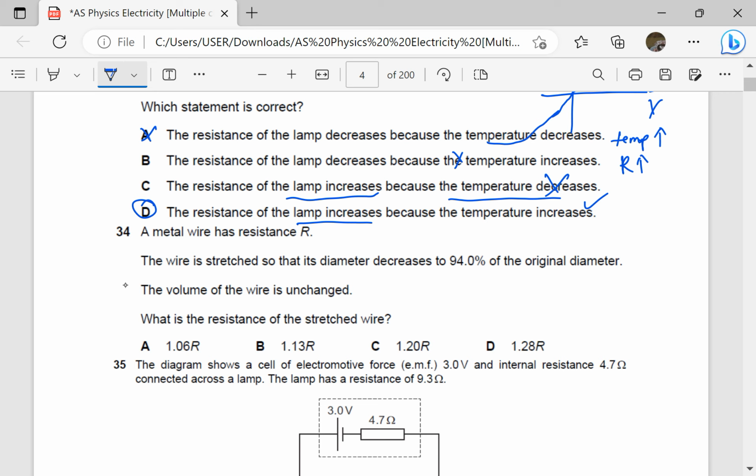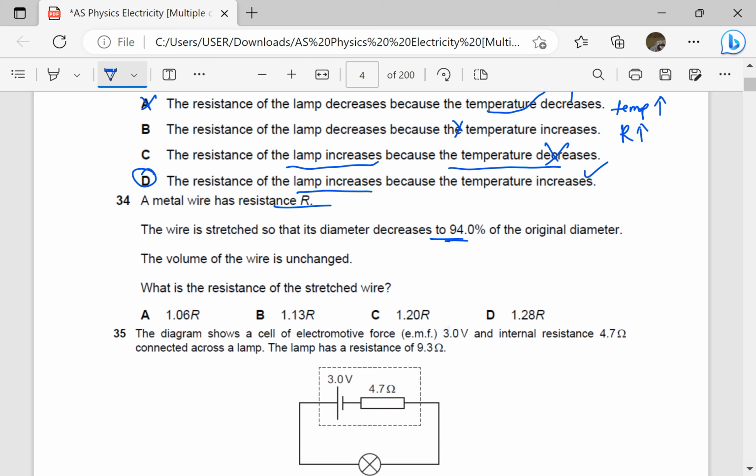A metal wire has resistance R. The wire is stretched so that its diameter decreases to 94.0% of the original diameter. The volume of the wire is unchanged. What is the resistance of the stretched wire?